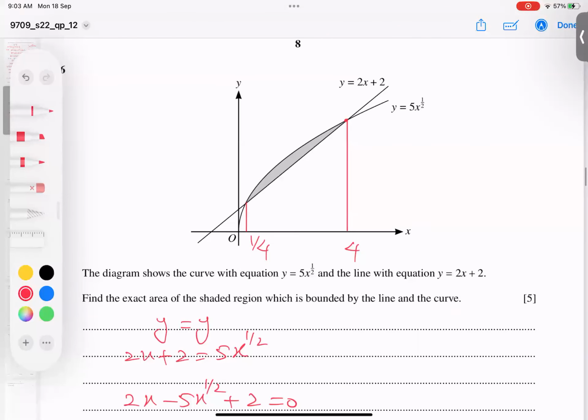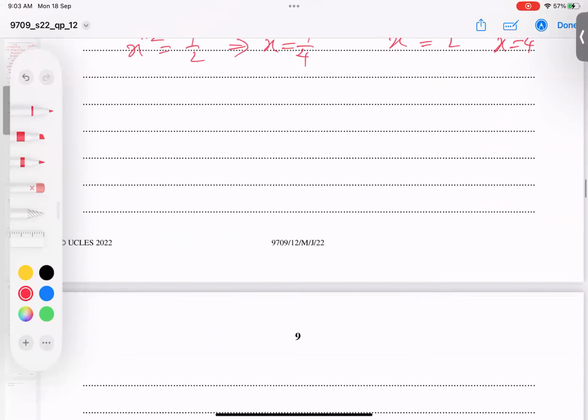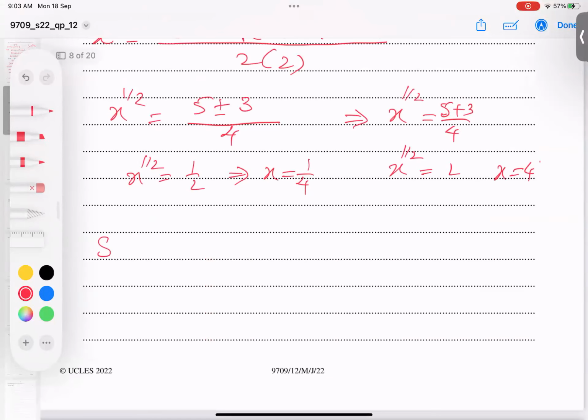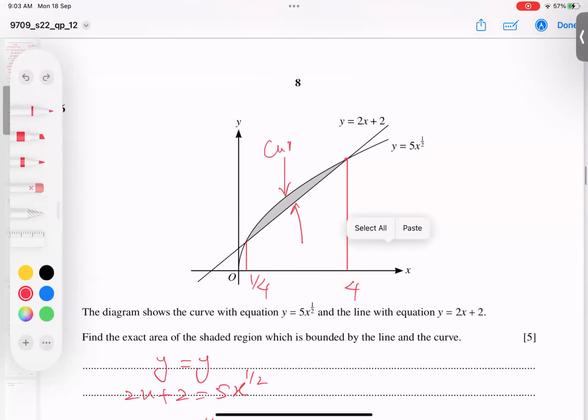Now how can we find this shaded area, students? Above is the curve, below is the line. So basically, what is the formula we have? Curve minus line. So the shaded area is curve area minus line area. Let me just tell you once again, if you're not understanding: if I integrate the curve, I get the full area from the curve till the x-axis. But if I integrate the line, I get the area from the line till the x-axis. If I subtract them, I get the shaded area.